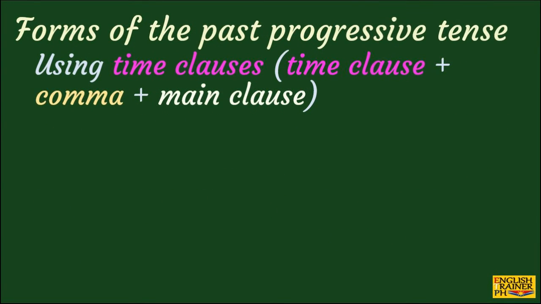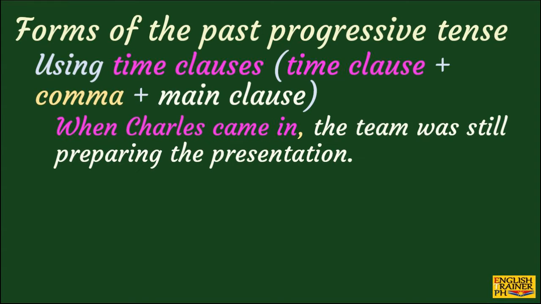In the past progressive tense, the time clause will contain a past tense verb, while your main clause will have a past progressive verb. So, same structure. We'll start with a time clause. When Charles came in, comma. So came would be your past tense verb. The team was still preparing the presentation.